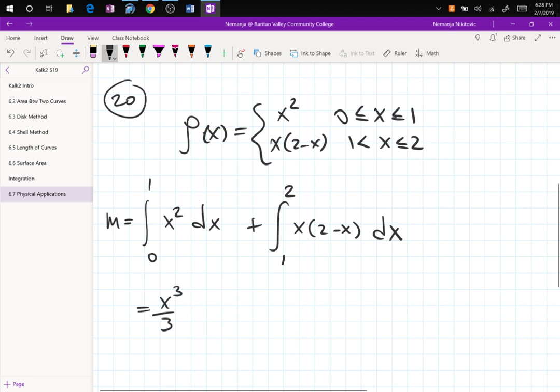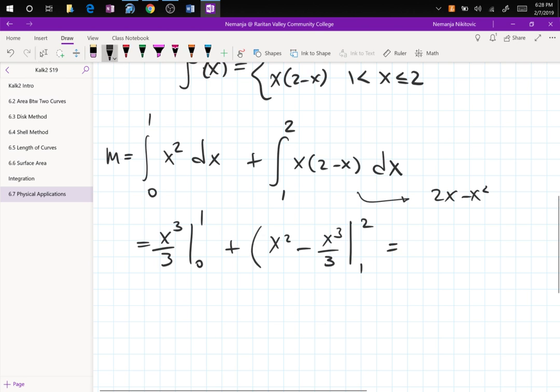So x cubed over 3 from 0 to 1, plus, FOIL this, 2x minus x squared. So we have x squared minus x cubed over 3 computed from 1 to 2. So this is going to be 1/3 plus 4 minus 8/3 minus 1 plus 1/3. Great. It's going to be a negative, so this is going to be 3 minus 2. Answer is 1. Mass is 1 kilogram or 1 gram or 1 milligram or whatever you are working with.